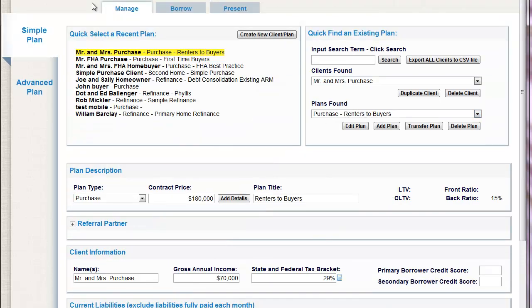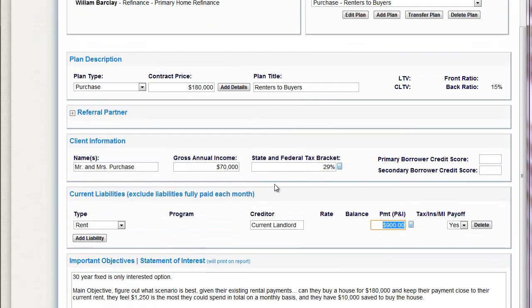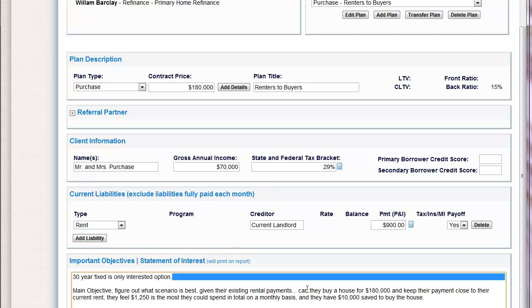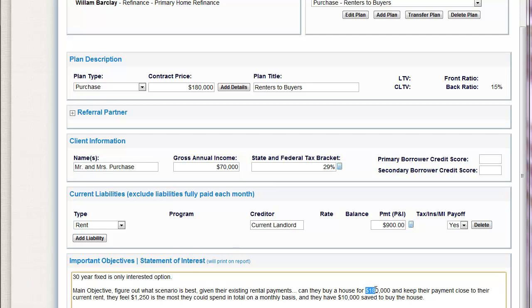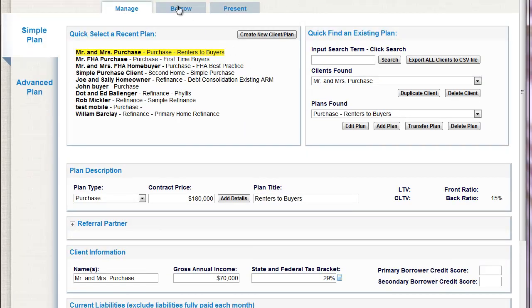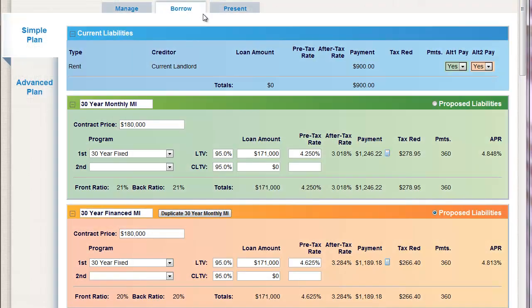So this is, again, the first tab, the Manage tab. This is where I set up the basic information. They were really only interested in a 30-year fixed. They felt like the house that they were looking for was going to be around $180,000 based on their research. And they felt the most that they could spend was $1,250. Ideally, their payment wouldn't go up more than their current rent, but they could spend up to $1,250 a month. So as you can see, this is really simple to set up here. And there's no change to the software at this point. The change is going to be over on the Present tab. But I want to make sure you understand the setup.